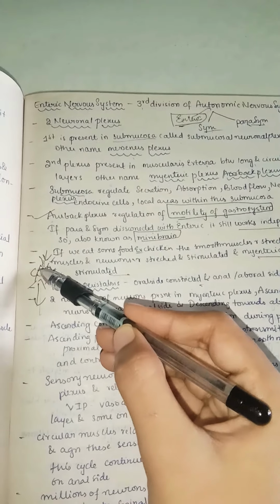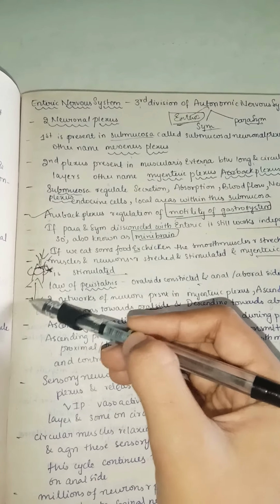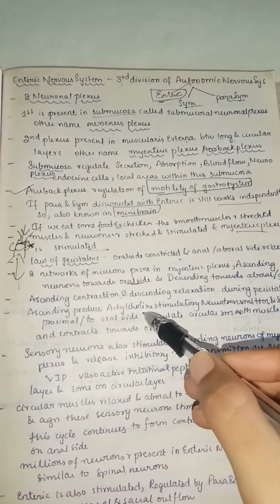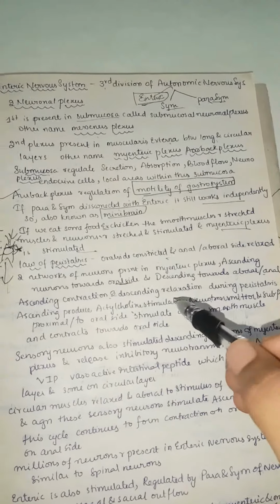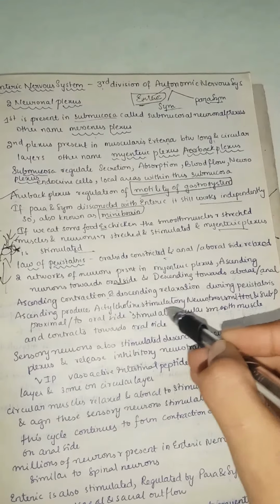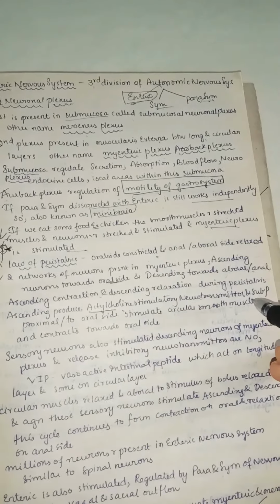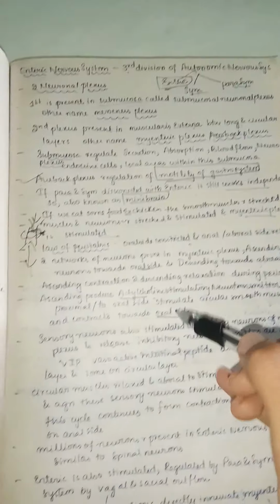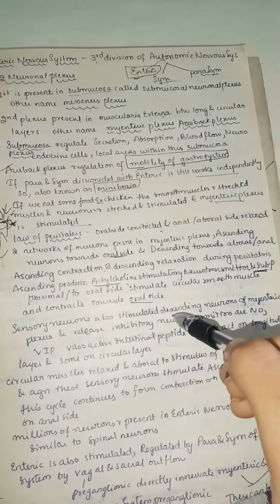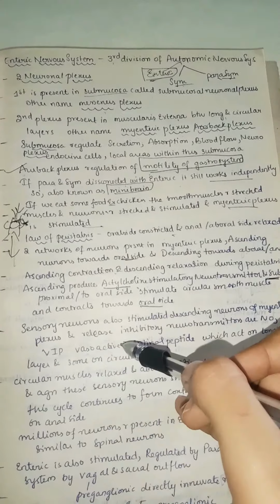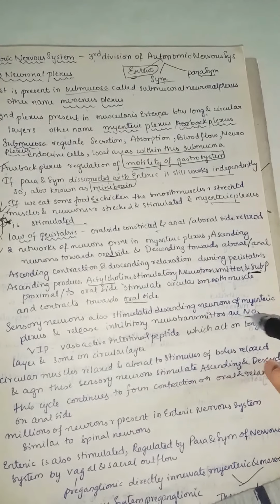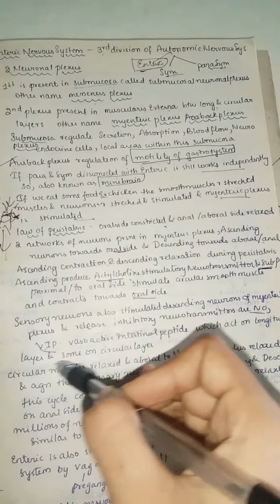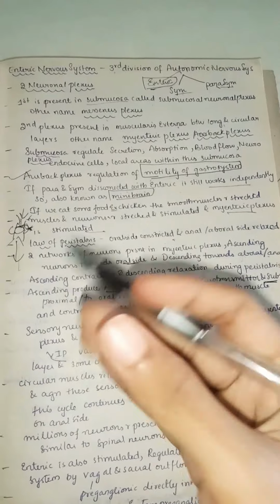Ascending towards the oral side leads to constriction. This side will lead to relaxation, so the food particle will move forward. Ascending neurons produce acetylcholine, a stimulatory neurotransmitter, and substance P. Acetylcholine is released from parasympathetic, and substance P is also useful for this constriction and contraction towards the oral side. The sensory neurons also stimulate descending neurons of the myenteric plexus and release inhibitory neurotransmitters like nitric oxide and vasoactive intestinal peptide, which act on the longitudinal layer and on the circular layer to cause relaxation.